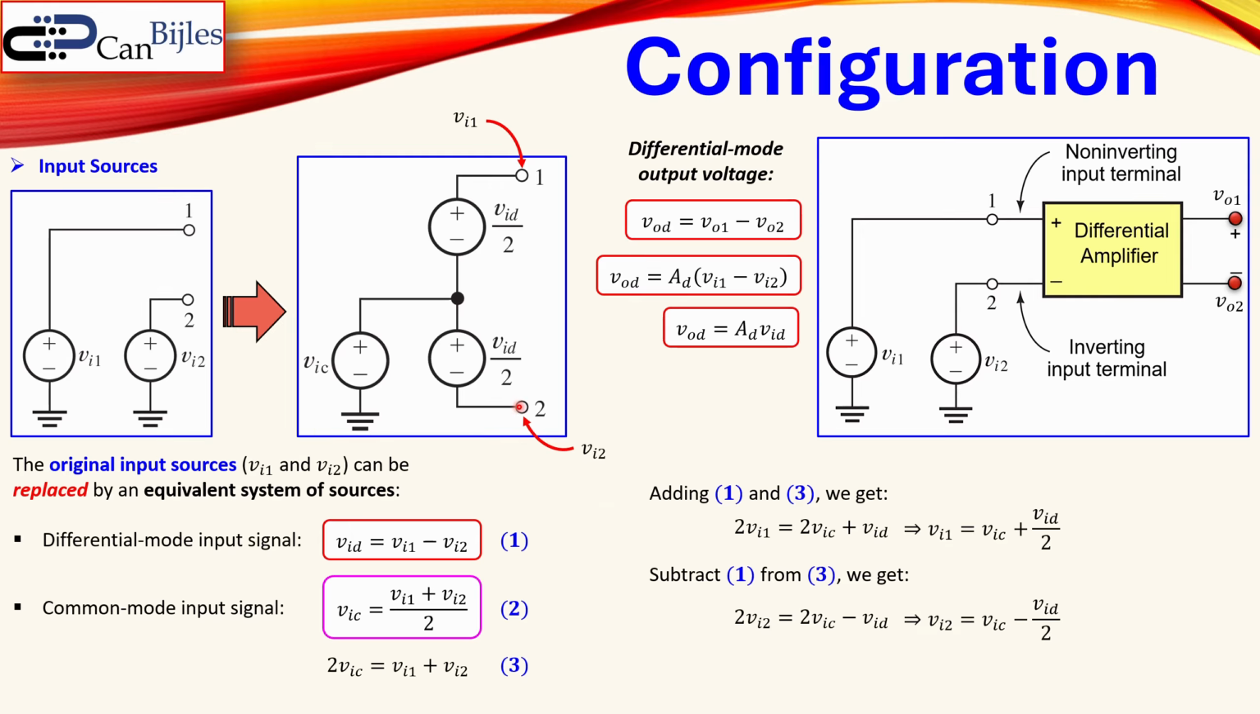And if you look from here to ground, you walk that way. You see a minus first, so we have a minus VID over 2 plus VIC again. So both inputs will have a plus VIC, and the first one will have half of the differential mode input, the other one will have minus half of the differential mode input. So these are the two expressions for our two input signals.